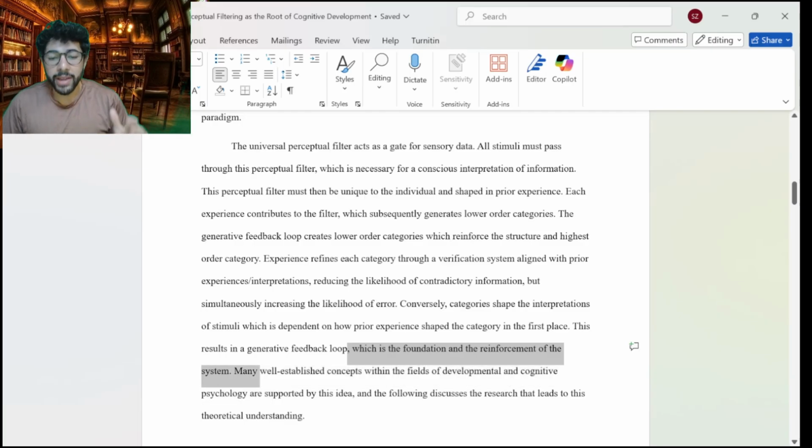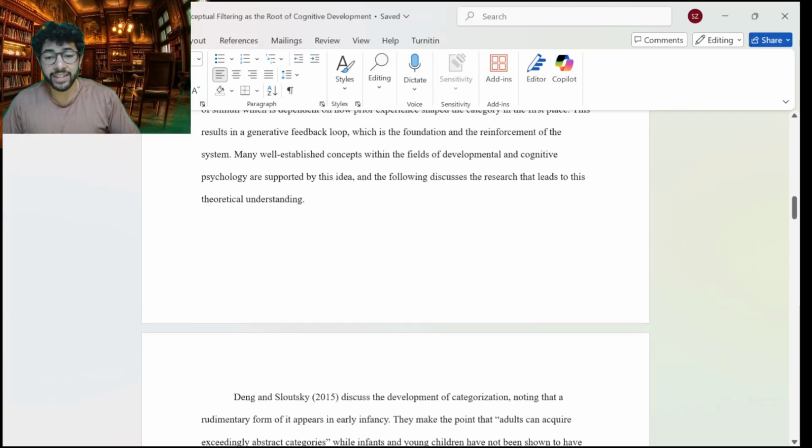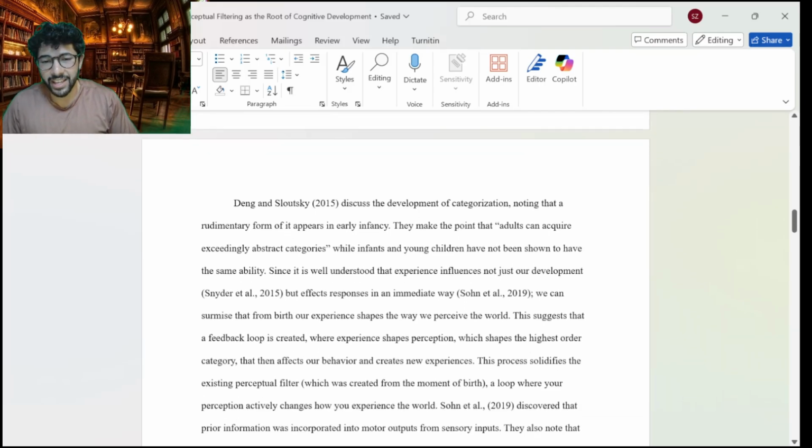So many well-established concepts within the fields of developmental and cognitive psychology are supported by this idea, and the following discusses the research that leads to this theoretical understanding. All I mean by that is just that I read a few papers and I tied it together with my theory. And I'm going to continue to do that. That's all I meant by that.